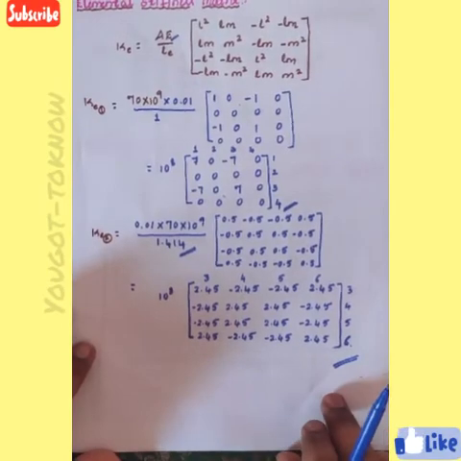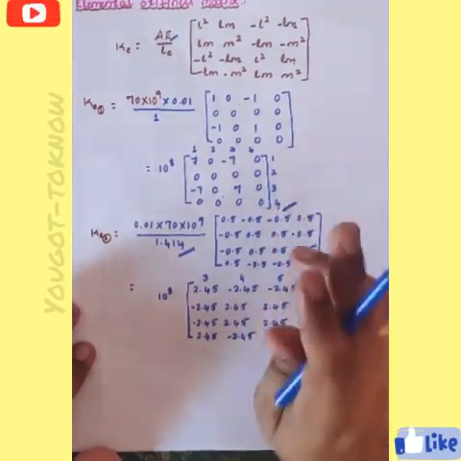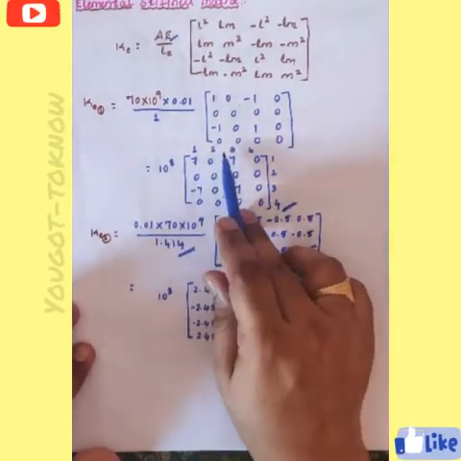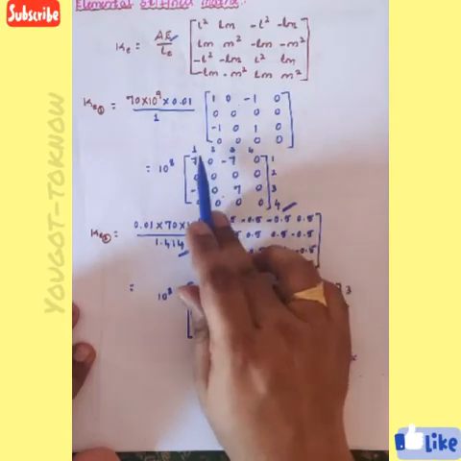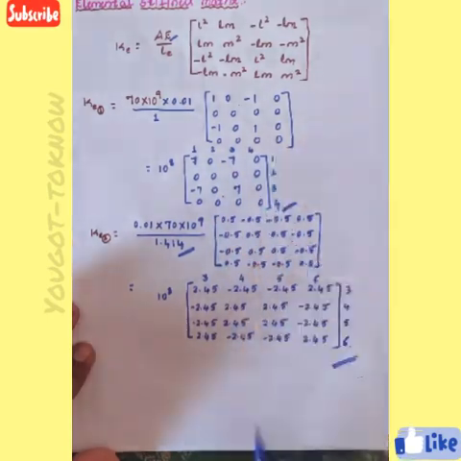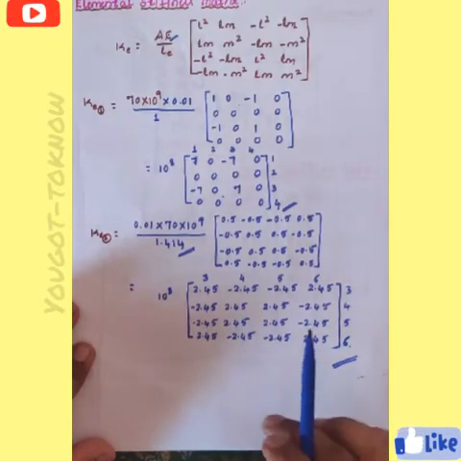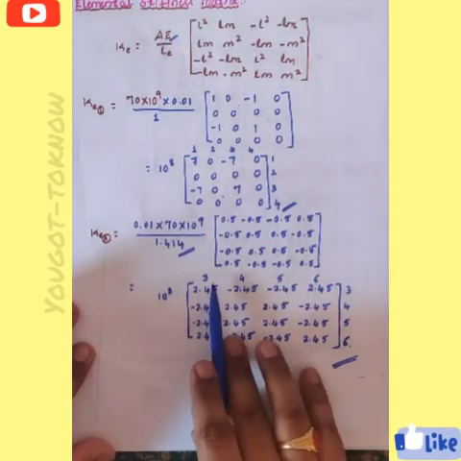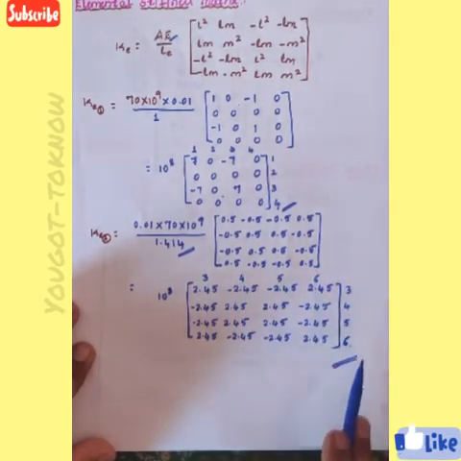See the first element. What are the nodes for the first element? The nodes are 1 and 2. What are the displacements for element 1? 1, 2, 3, 4. That means Q1, Q2, Q3, Q4. I represented 1, 2, 3, 4. Similarly, come to the second element. What are the nodes for the second element? 2 and 3. What are the displacements? 3, 4, 5, 6.